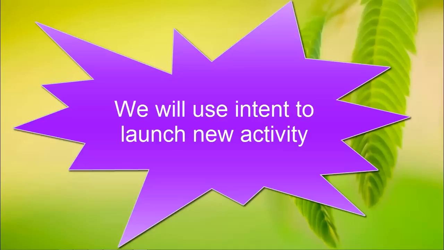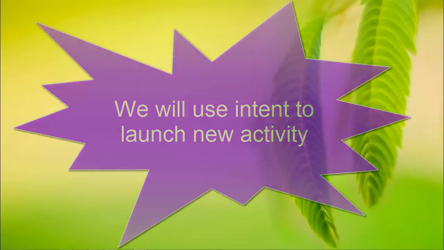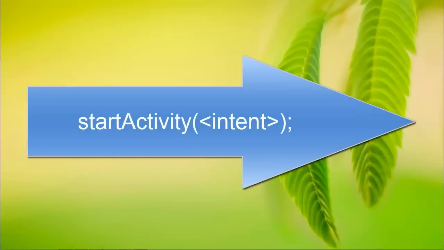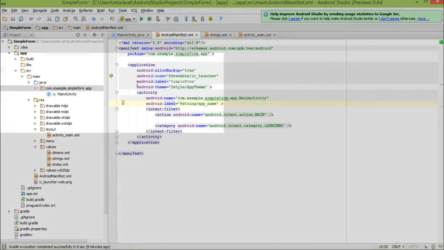An intent can carry a collection of various data types as key value pairs. The intent's putExtra method takes a key as the first argument and a value as the second argument. To start a new activity, you need to call the method startActivity and pass your intent as a parameter to this method. Let's create a new activity.